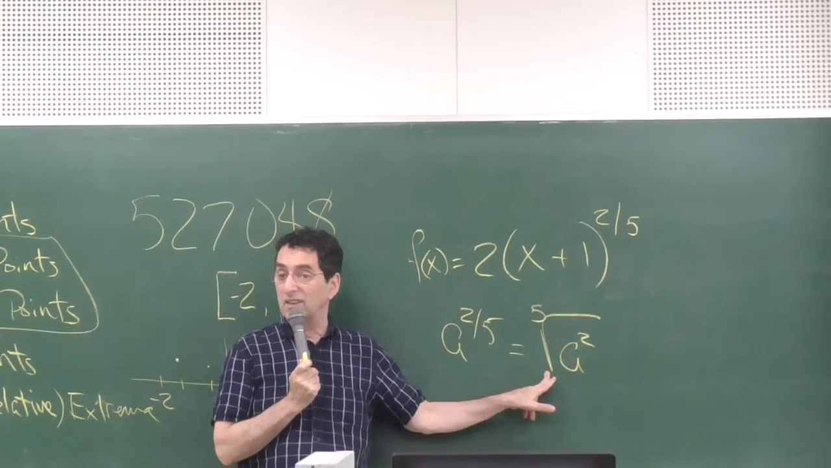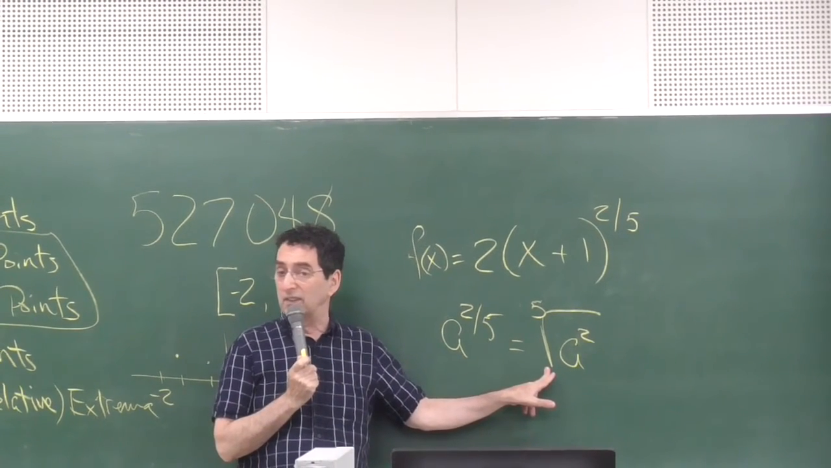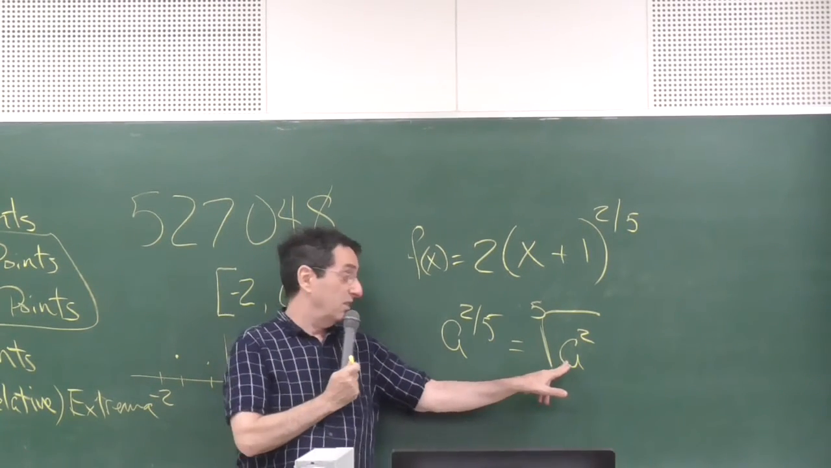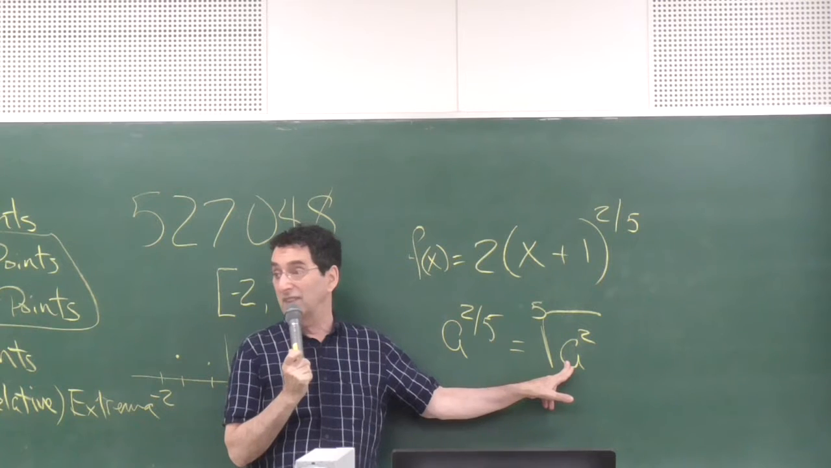On the inside, so you're never taking the square root of a negative number. That's one reason why, right? Because this is squared, so it's not going to be negative.